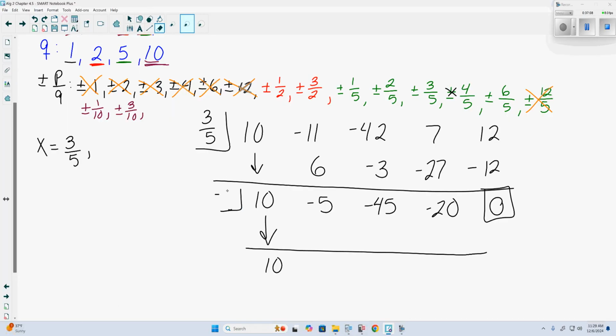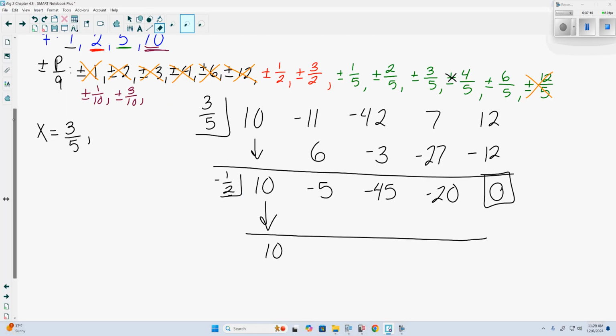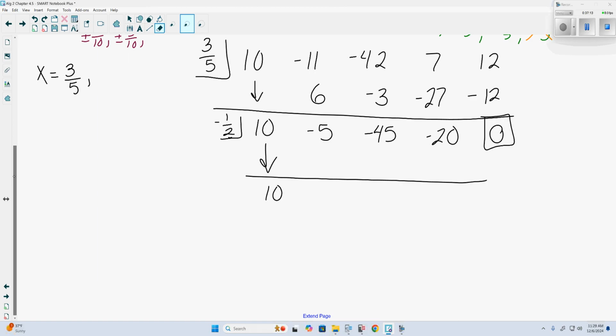So we're just trying these different values, and negative 1/2 is our other one, because negative 1/2 times 10 is going to be negative 5. 5 plus negative 5 is going to be negative 10. Negative 1/2 times negative 10 is going to give us 5. Negative 40 plus 5 is negative 40. And negative 1/2 times negative 40 is going to be positive 20, giving us 0.